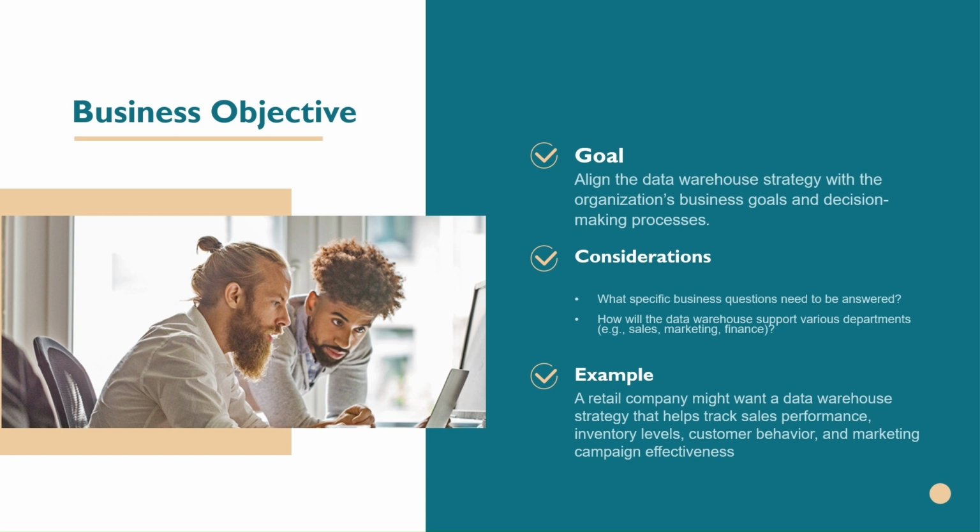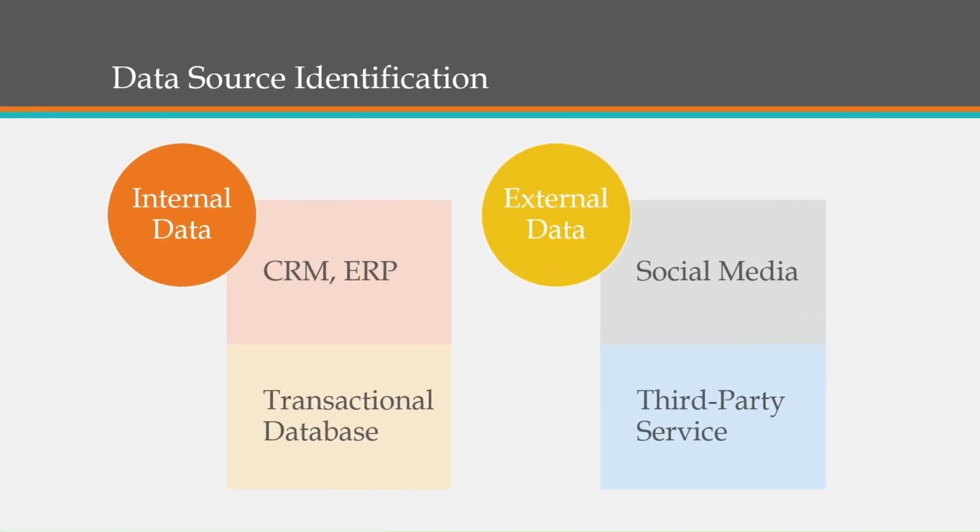First, align the data warehouse strategy with the organization's business goals and decision-making processes. Then focus on what specific business questions need to be answered, for example, sales, marketing, finance department. Let me explain with an example. A retail company might want a data warehouse strategy that helps track sales performance, inventory levels, customer behavior, and marketing campaign effectiveness.